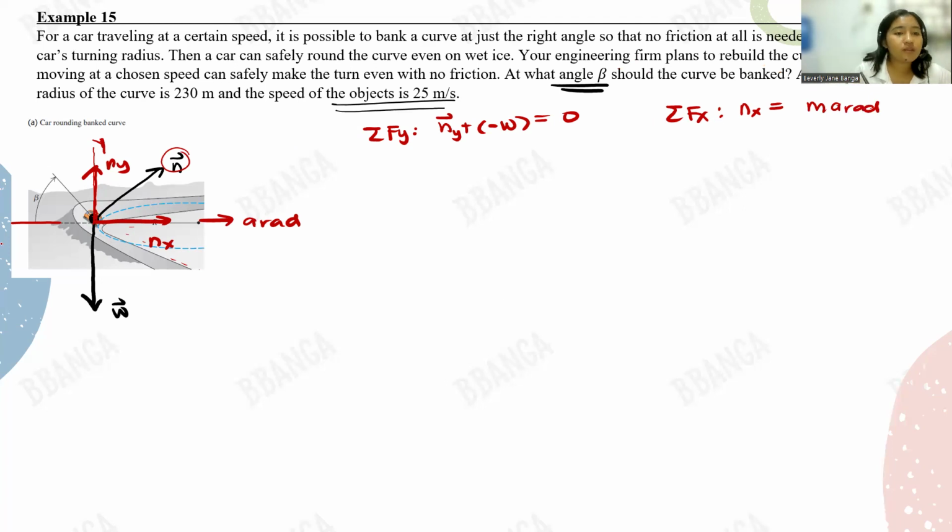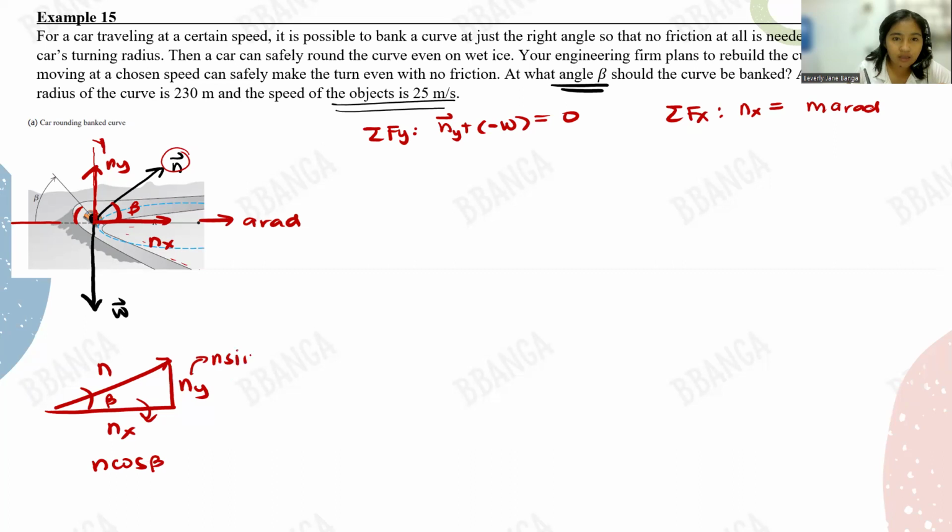Okay? So if this is beta, then this must also be beta, no? Vertical angles. So beta yan, beta rin ito. So ibig sabihin class, pag dinrawing natin yan, ito si N, ito si Nx, ito si Ny, di ba? And then ito si beta. And therefore, yung Nx natin class is adjacent. So this is N cosine beta, and si Ny natin is N sine beta. Okay, so Fx, therefore, is simply N cosine beta is equal to m a-rad.